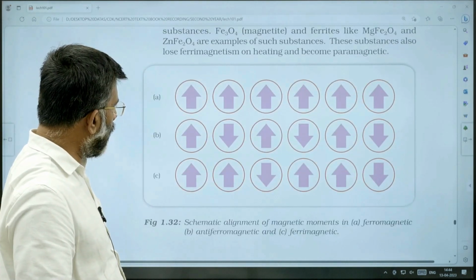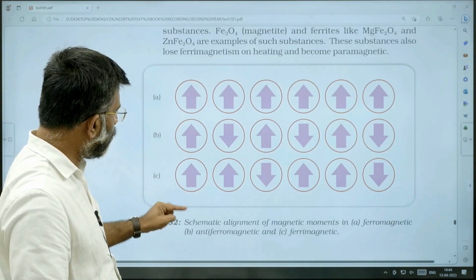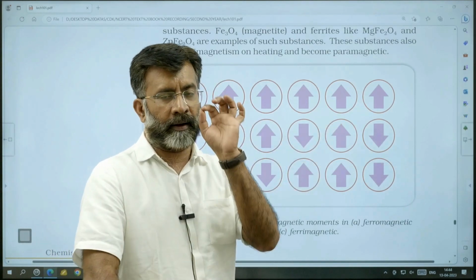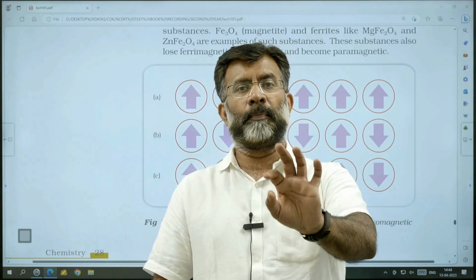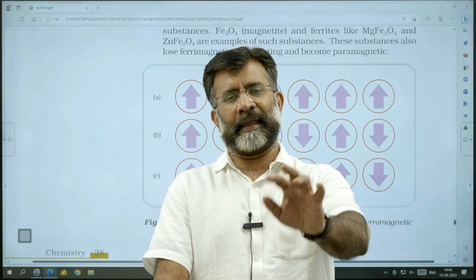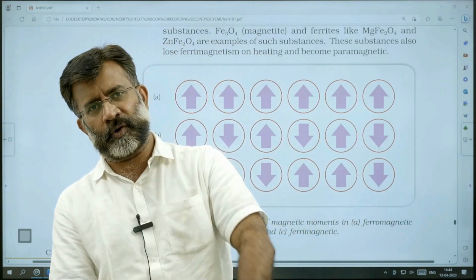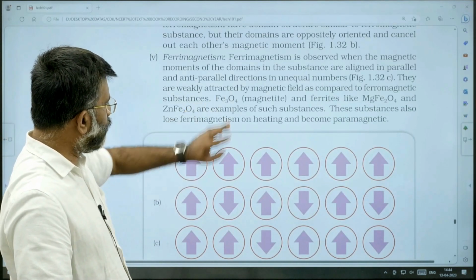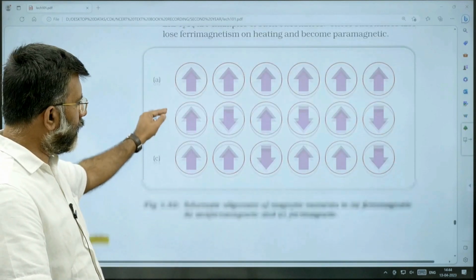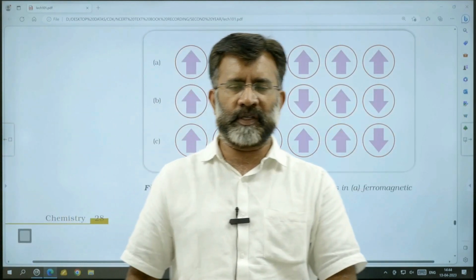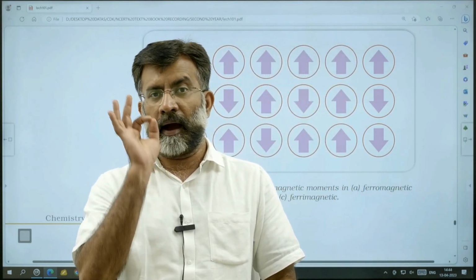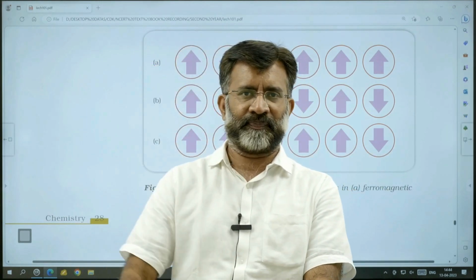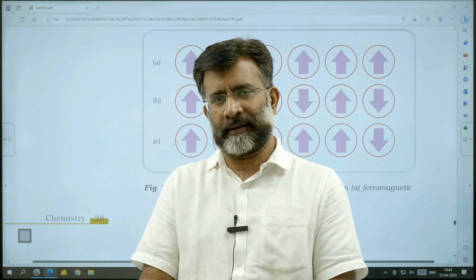What about antiferromagnetism, like MnO? Diagram B. You see the domains aligned in the magnetic field in such a way that one up, one down, one up, one down. They are arranged parallel and anti-parallel in opposite directions, so that their moments cancel each other. That is antiferromagnetism. Example, MnO. And the last one is ferrimagnetic, like Fe2O3 or Fe3O4. In ferrimagnetism, the magnetic domains are aligned parallel and anti-parallel in unequal directions. So some will cancel, some will be retained. That is ferrimagnetism.